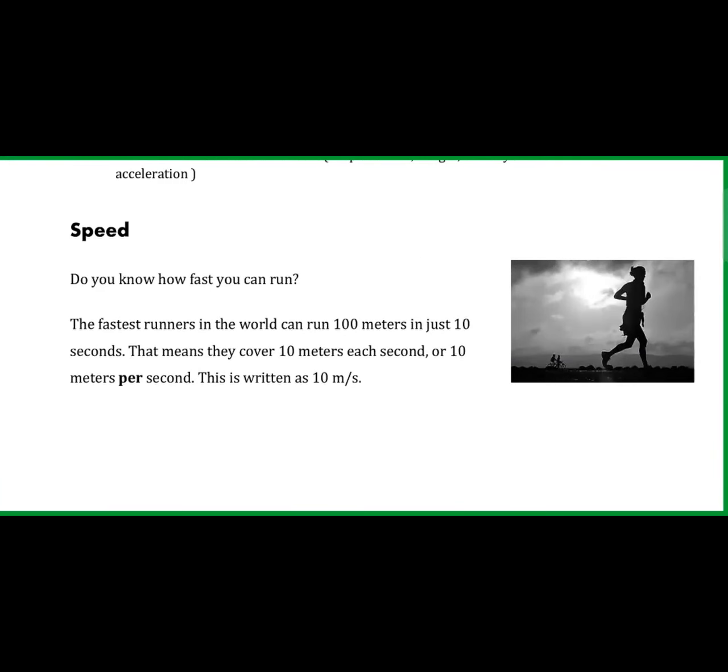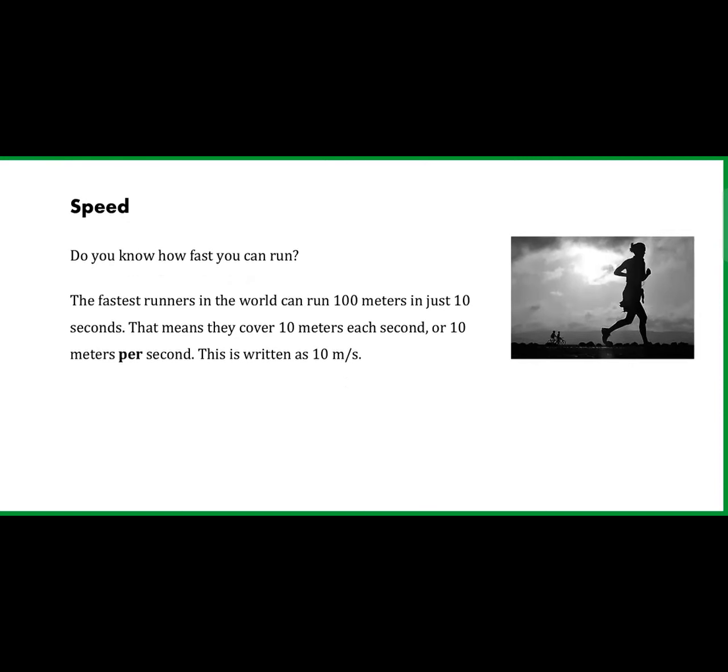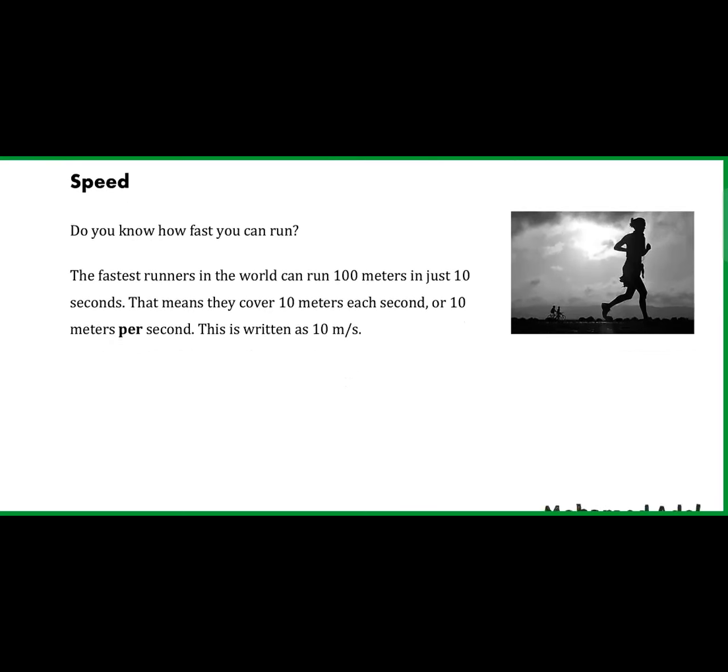Do you know how fast you can run? The fastest runners in the world can run 100 meters in just 10 seconds. Usain Bolt is a runner, the fastest runner in the world. That means they cover 10 meters each second, or 10 meters per second. This is written as 10 m/s.